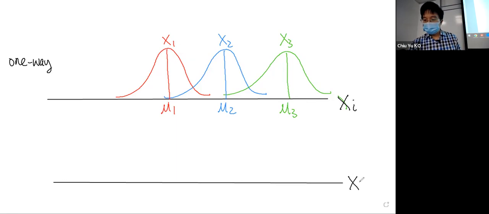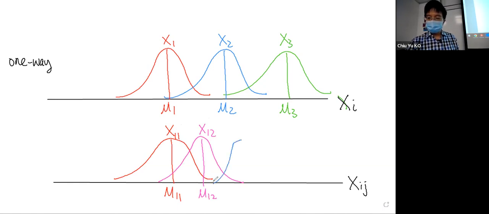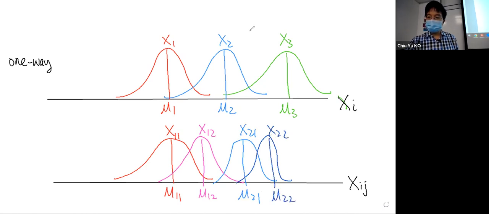We have Xij. We also have the red color. Now it's not mu1 but mu11. It's X11, which means New Asia College and B school. And you also maybe have X12, then we have mu12. And just for simplicity, I just have two numbers here, X21, mu21, and X22, then I have mu22, and so on and so forth.